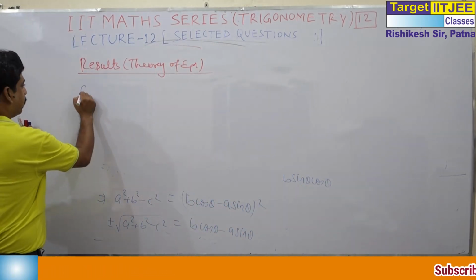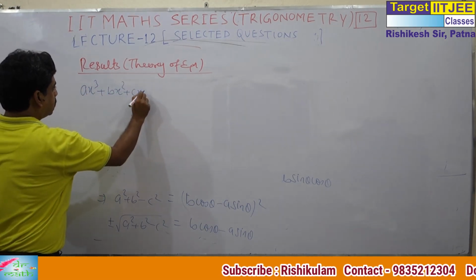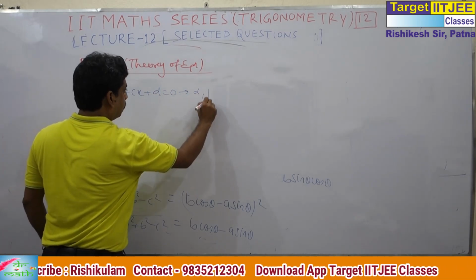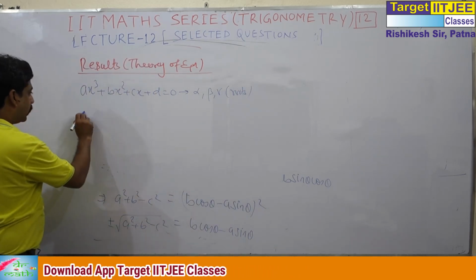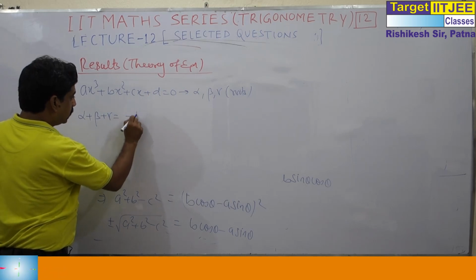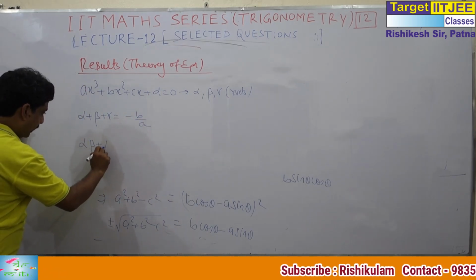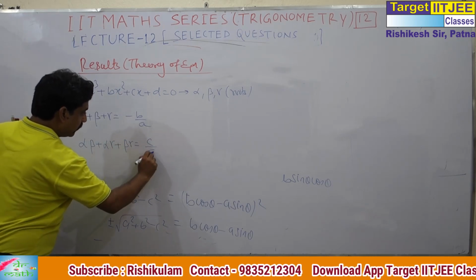If the roots of ax cube plus bx square plus cx plus d equal to 0 are alpha, beta, gamma, then what is the sum of roots? Alpha plus beta plus gamma. You know, this is minus b by a. Alpha into beta plus alpha into gamma plus beta into gamma. This is c by a.